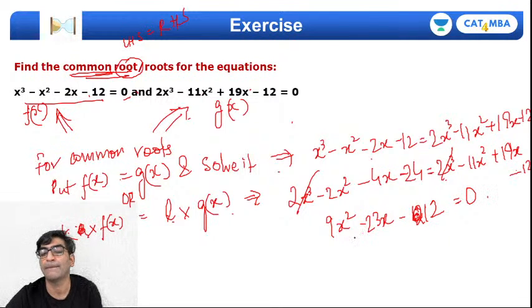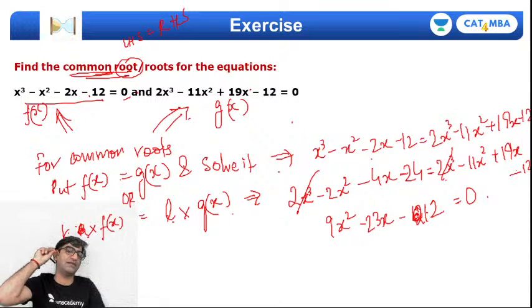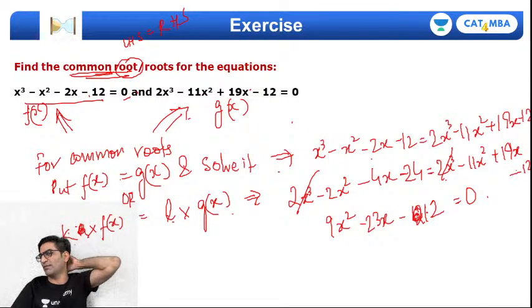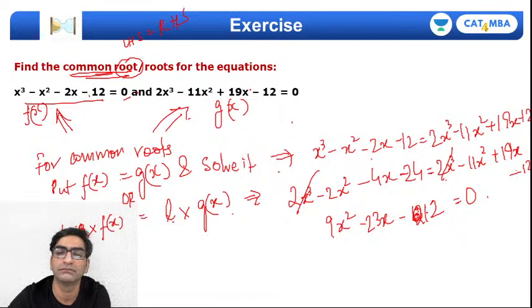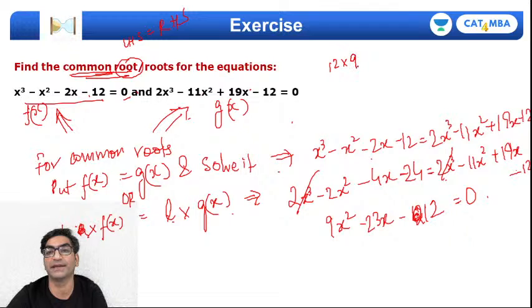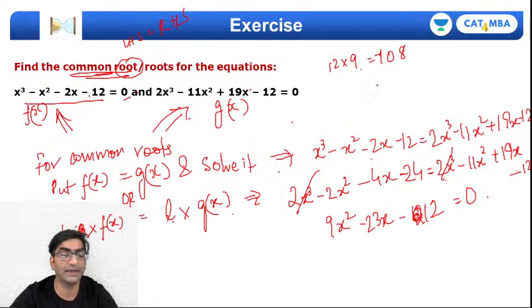equals 0, है ना? 9 into 12, 12 into 9 is 108, right? तो 108 का प्रोडक्ट चाहिए, बट सम ऑफ टर्म शुड बी minus 23. Can you think of a value? 12 into 9 is 108, right? Negative obviously, right? And you want the sum of the terms to be minus 23. Let's quickly think about this. And you also want their sum to be negative, right? One of them is negative, the other one isn't.